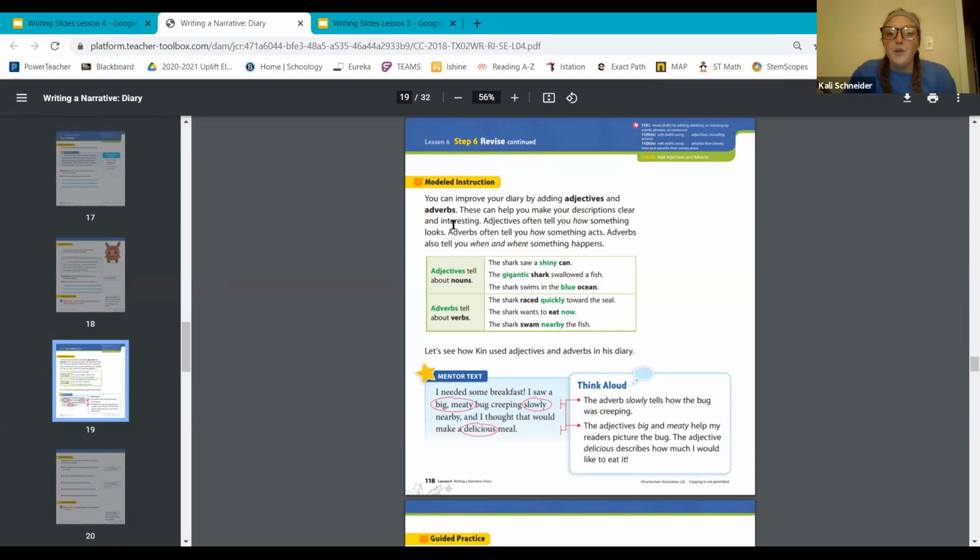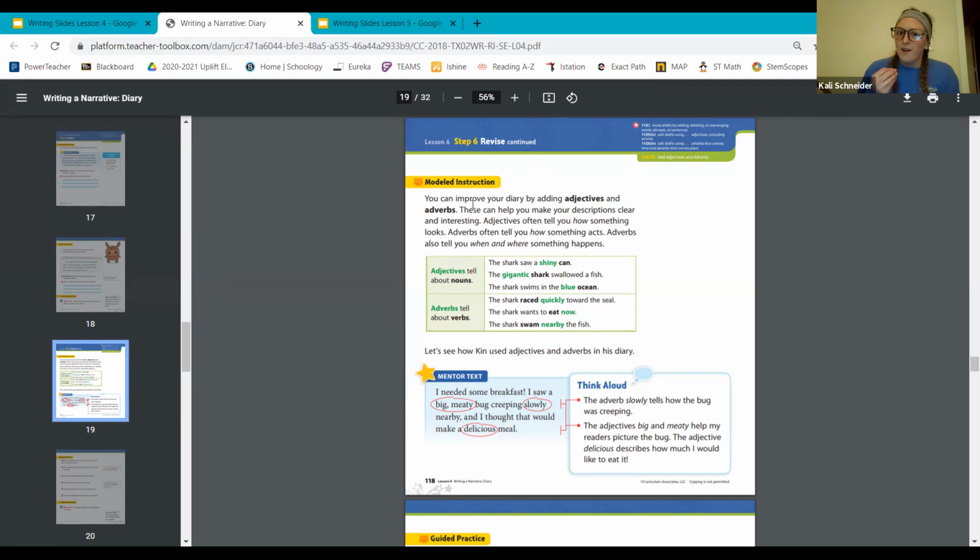You can improve your diary by adding adjectives and adverbs. These can help you make descriptions clear and interesting. Adjectives often tell you how something looks, and adverbs often tell you how something acts. Adverbs also tell you when and where something happens.